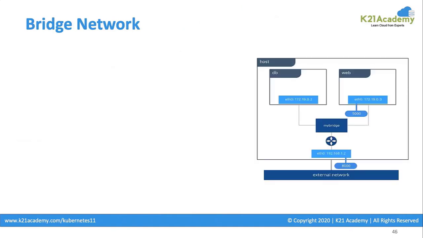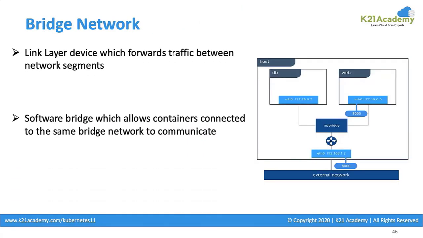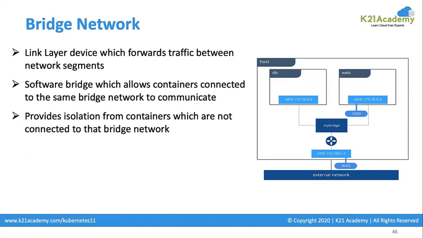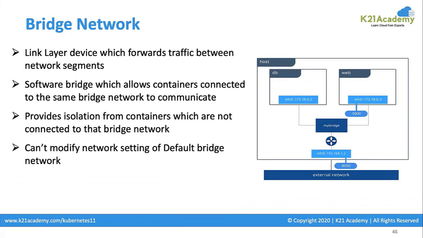We will see the bridge type of network. In this bridge type of network, we can create an isolated environment for a set of containers which want to communicate with each other, and communication from outside the bridge to any of the containers is not possible. It is completely isolated for that particular bridge. We cannot modify any of the settings for the default bridge because it is already created with the Docker daemon when the installation is done.